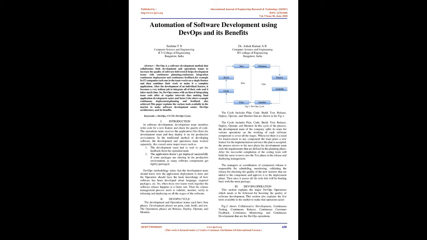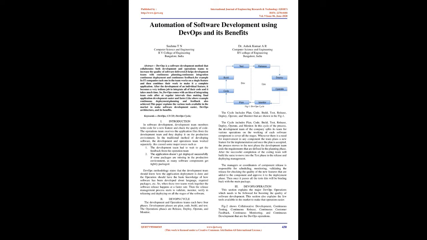For example, in IT companies, each person in the team works on a single feature and then combines their work to make a complete application. After the development of an individual feature, it becomes a very tedious job to integrate all of their code, and it takes much time. So, DevOps comes with an idea of integrating team code at regular intervals, thus making final application development easier and faster.